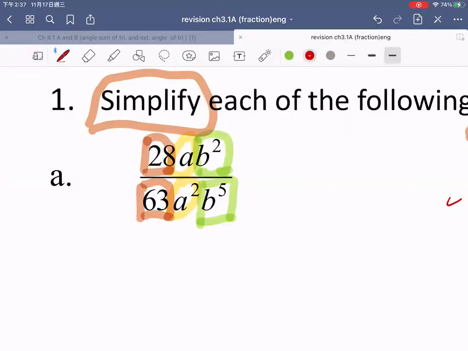7, 4, 9. Okay, if you want to cross it out, then of course you can just cross it out.